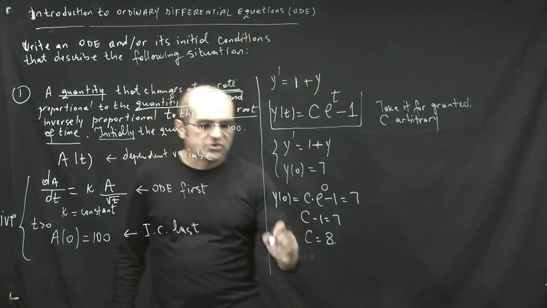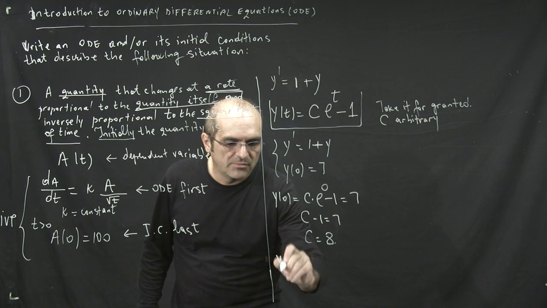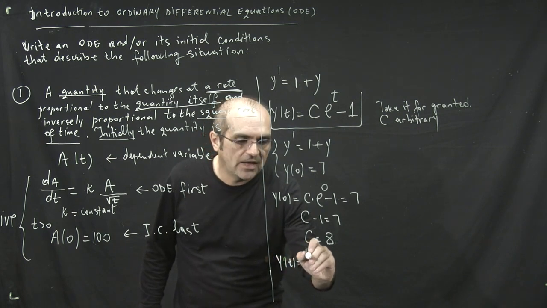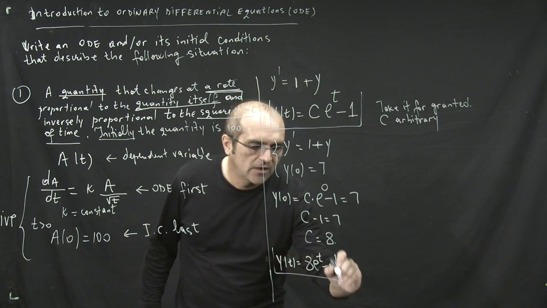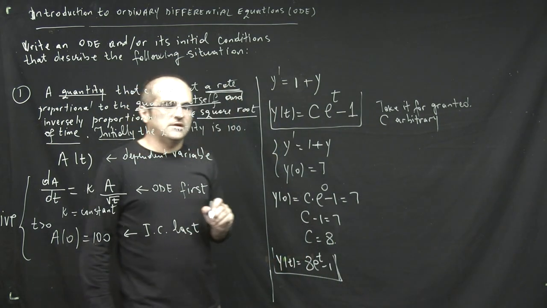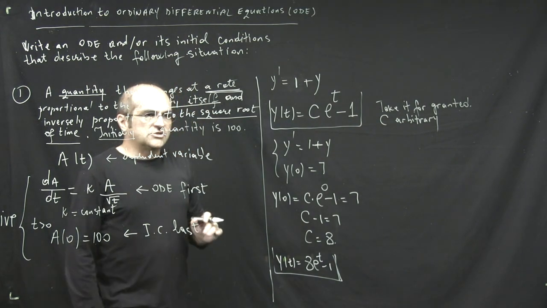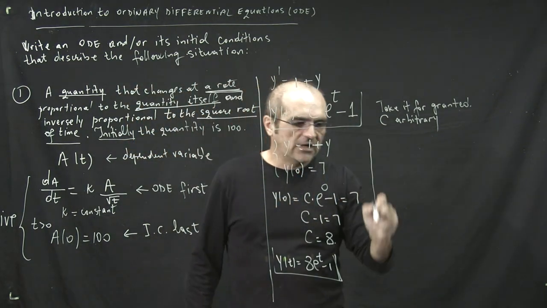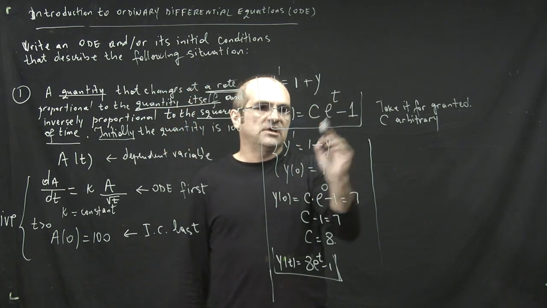So the full solution of the IVP, of the initial value problem, will be y of t equals 8 e to the t minus 1. Right, so this satisfies both the ODE that I wrote here and its initial condition. And so as the last remark of this lecture, let's actually convince ourselves that indeed this is a solution of the ODE for any C.